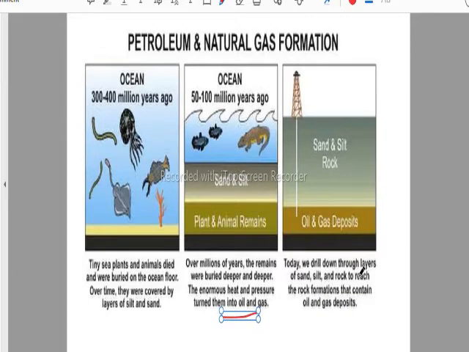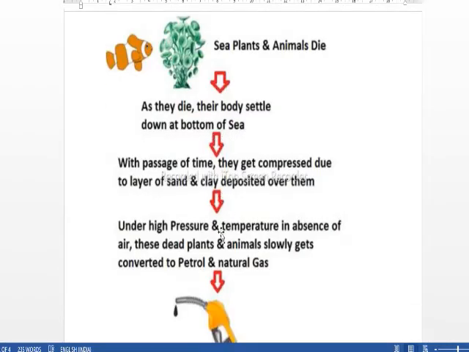टुडे वी ड्रिल डाउन थ्रू लेयर्स ऑफ सैंड. हम इसमें क्या करते हैं, ऑयल वेल्स, पेट्रोलियम वेल्स के थ्रू हम इनको ड्रिल आउट करते हैं, द रॉक फॉर्मेशन दैट कंटेन ऑयल एंड गैस डिपॉजिट, और इस तरीके से हम इनको बाहर निकालते हैं. सी द ग्राफिकल रिप्रेजेंटेशन ऑफ फॉर्मेशन ऑफ पेट्रोलियम.